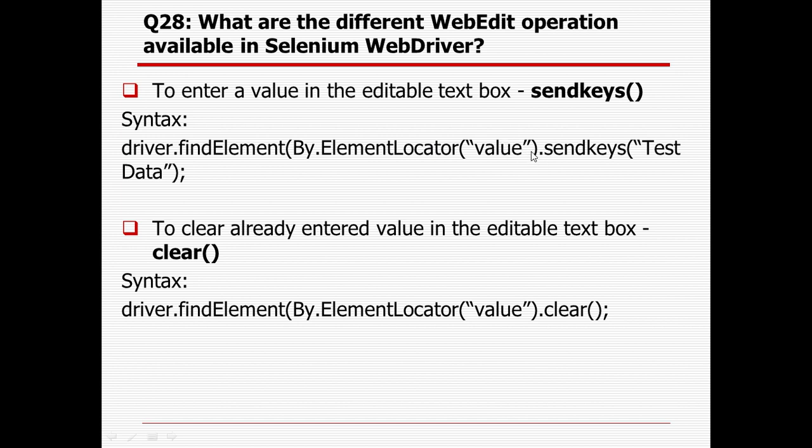You need to provide the element details and dot sendKeys, and then you need to enter the details. So that is the text, it will be entered in the text box. And after entering, if you want to clear all the details from the text box, you need to use the clear method to clear the already entered value in the editable text box. So that is the syntax: driver.findElement. Once the element is found, and whatever value is entered already, if you want to clear it, you need to use the dot clear method.